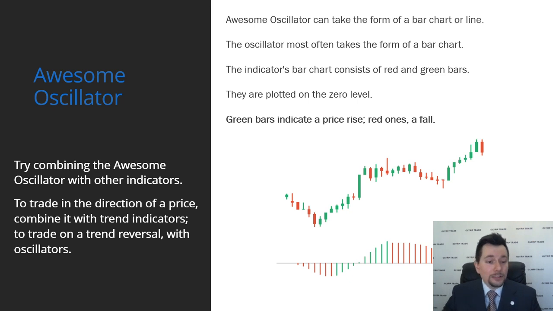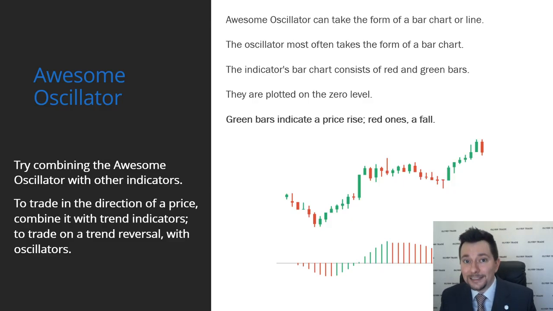You can use it as a line graph or a bar graph, which I have down here, and basically there are green and red bars, and they are above or below the zero line. So that's what you need to pay attention to, the zero line. Anytime there's a green bar, there's a rise in price, even if it's inside of a red candle. And every time there's a red bar, then obviously we're falling. I recommend combining the awesome oscillator with other indicators, and to trade in the direction of the price, you need to combine it with trend indicators. If you're trending within a flat, then of course oscillators.